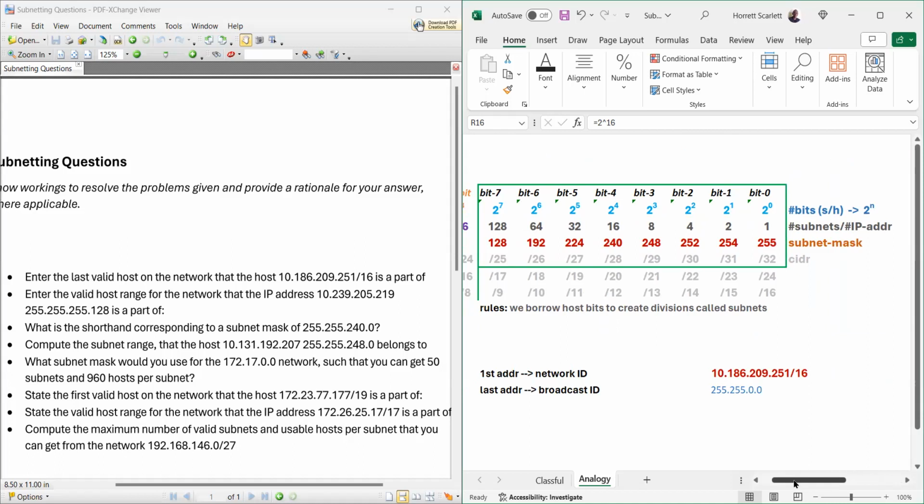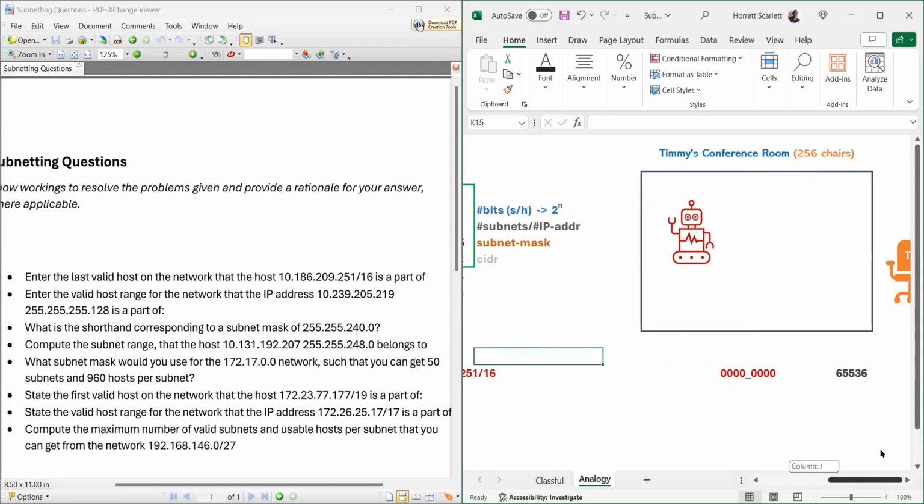Because the remaining amount that was left after you borrowed the extra 8 would be the 16. I don't know how to process what it is. Let me do this. Sir, would it be 2 to the 8th? Thank you very much. It would be 2 to the 8th, because there are 8 subnet bits. Whatever 2 to the 8 gives us.